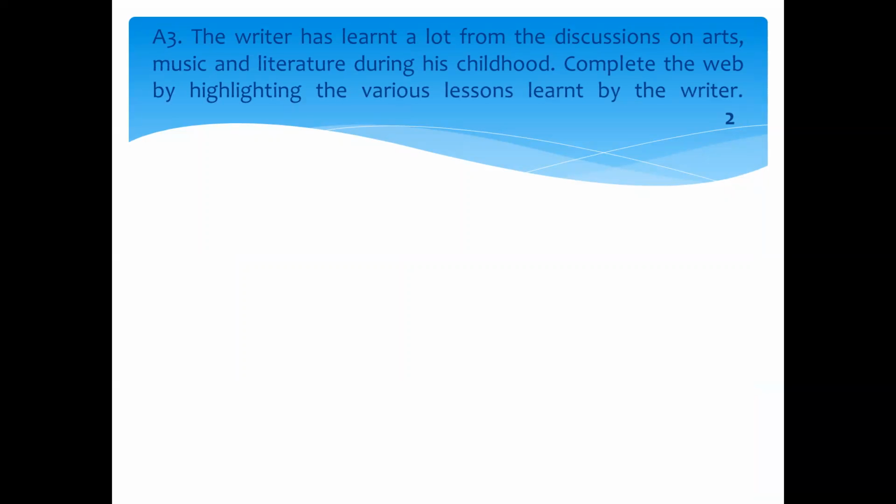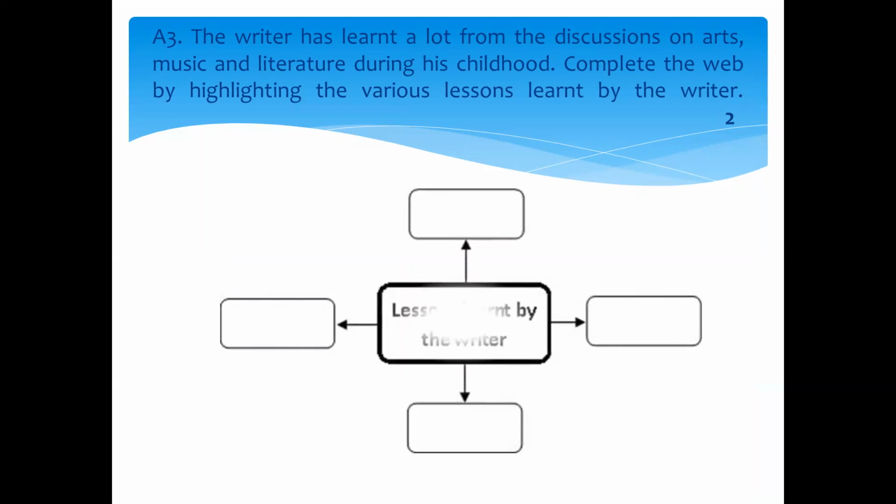Activity A3 is based on inference and interpretation. The writer has learned a lot from the discussions on arts, music, and literature during his childhood. Complete the web by highlighting the various lessons learned by the writer. It is for 2 marks.